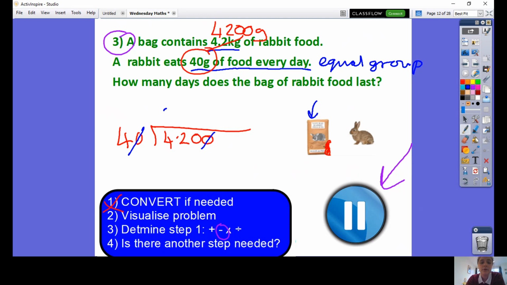How many 4s fit into 4? 1. How many 4s into 2? 0. Regroup the 2. How many 4s into 20? 5. Now, what's the unit of measure? How many days does the bag of rabbit food last? Days. If you didn't write days, make sure you're including the correct unit of measure.